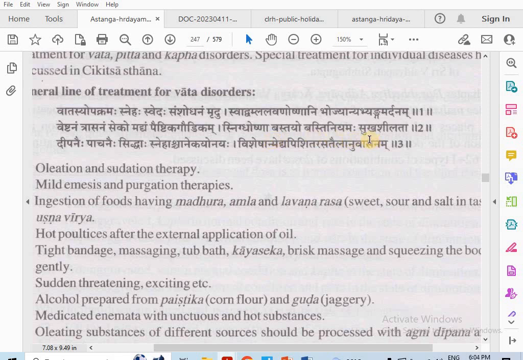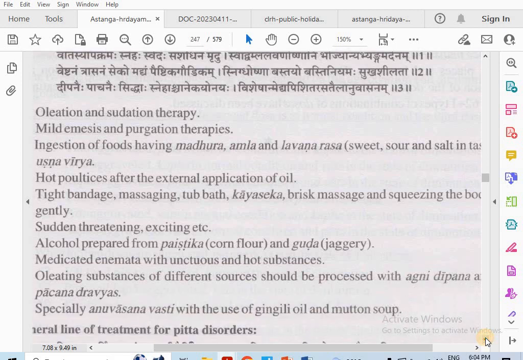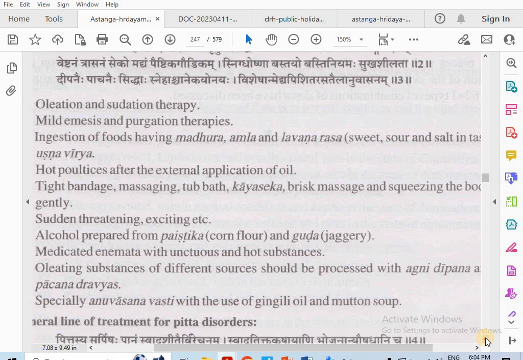Now next we have sukha silata. Sukha silata is just giving relaxation to the patient, right? Sukha is actually happiness. Sukha sila means full of happiness. So just giving happiness or comfort to the patient is also one of the therapies. Okay. Next we have shloka number 3.